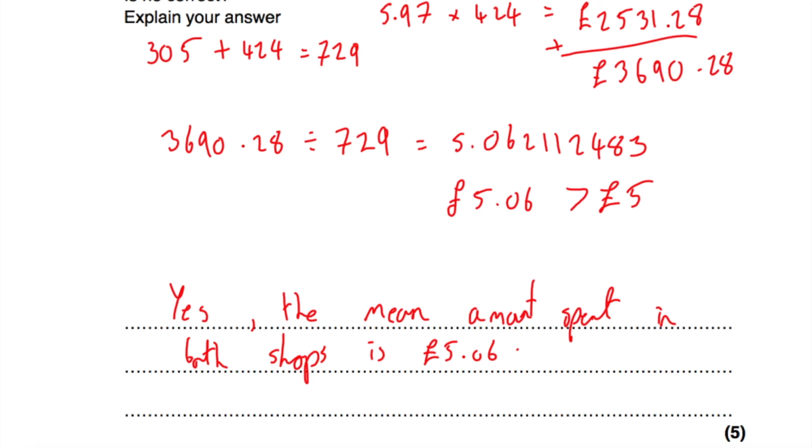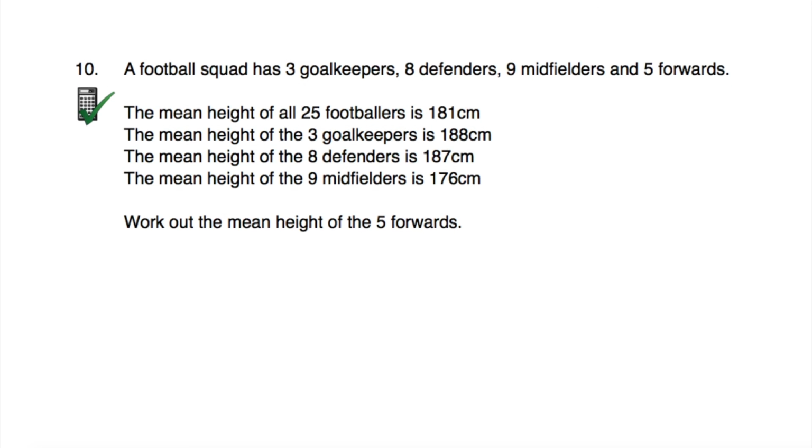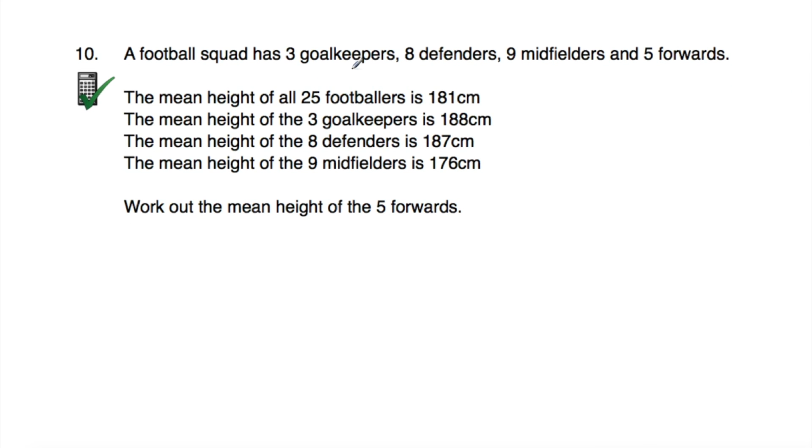Okay, let's have a look at our last question. So our last question, we have got a football squad that has got 3 goalkeepers, 8 defenders, 9 midfielders and 5 forwards. So that's the football squad. And we've got the mean height of all of the footballers, the combined mean. We've got the mean height of the goalkeepers, the defenders and the midfielders. And the question says work out the mean height of the 5 forwards.